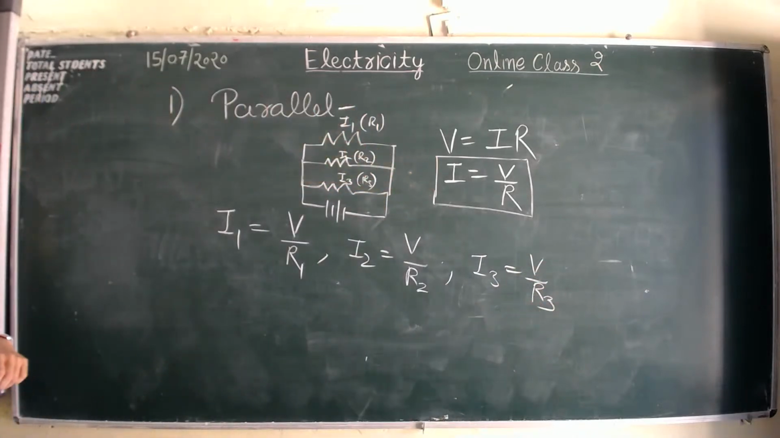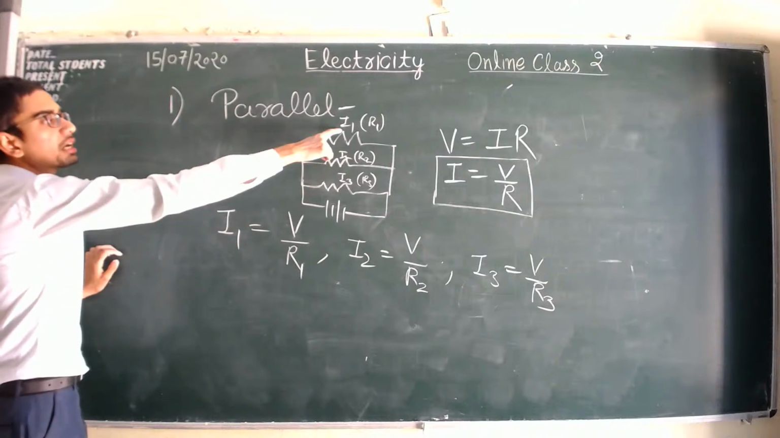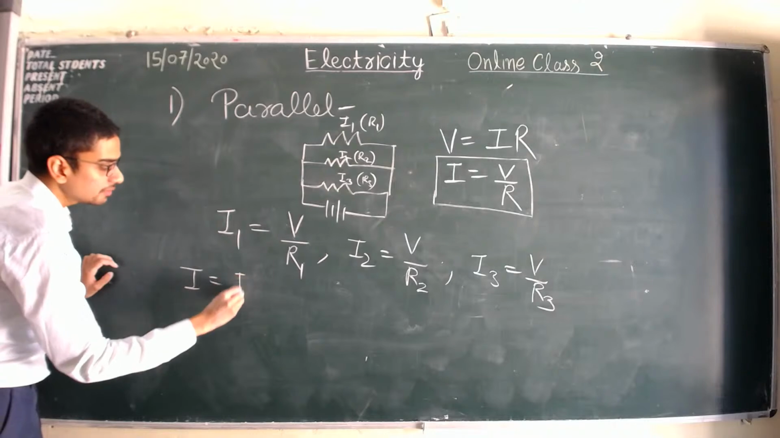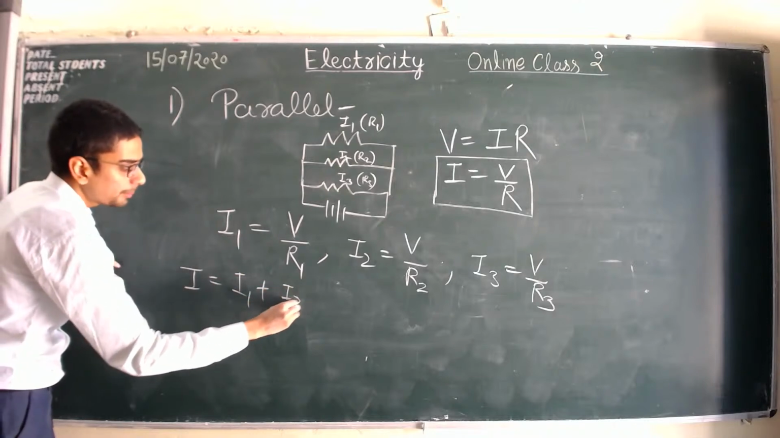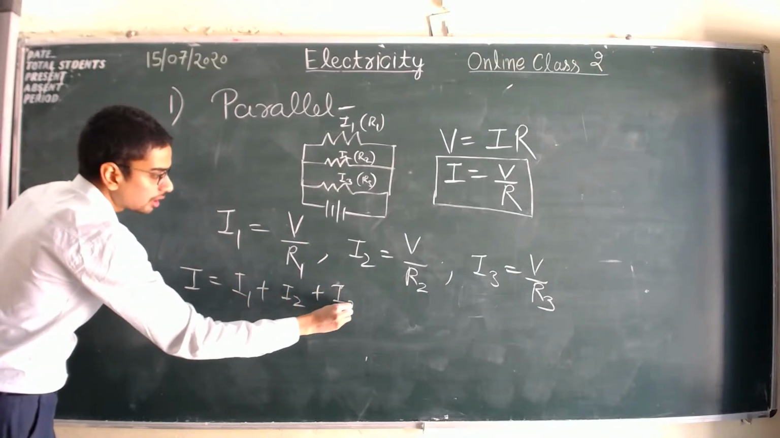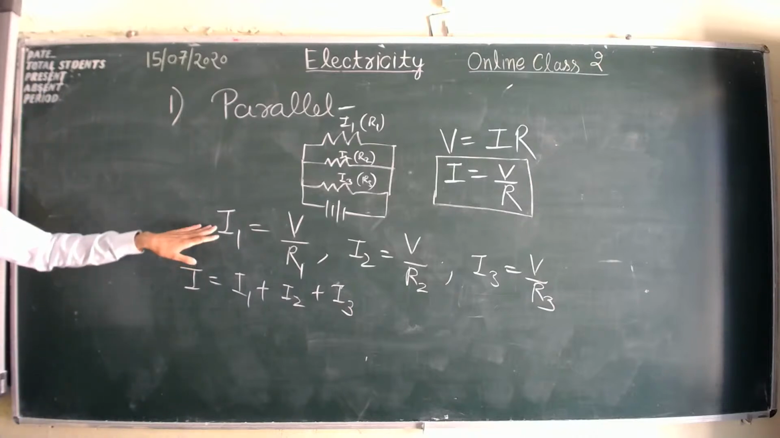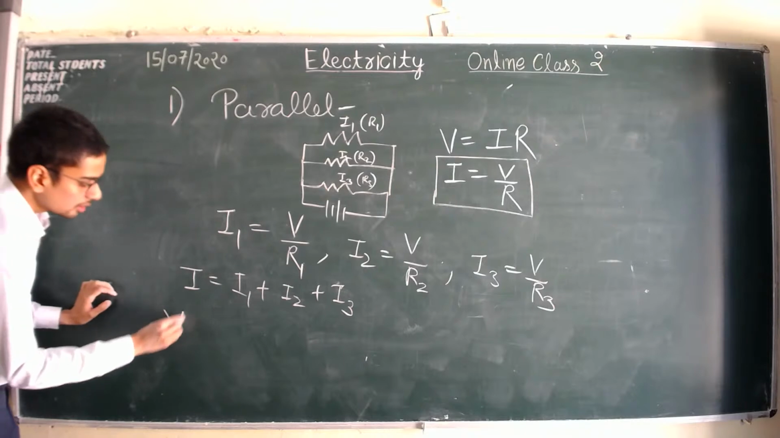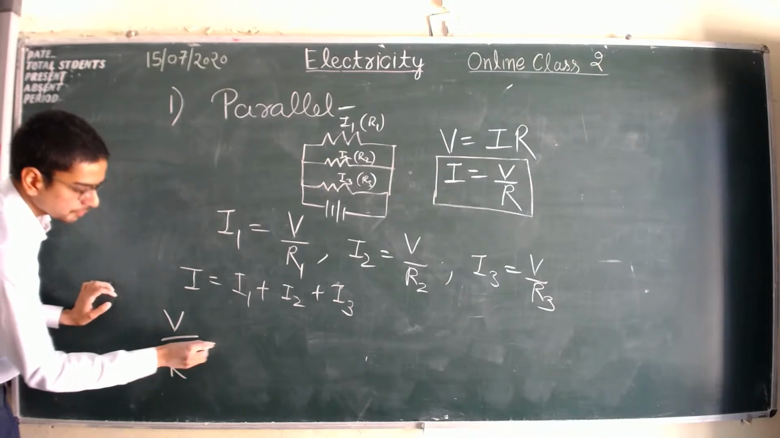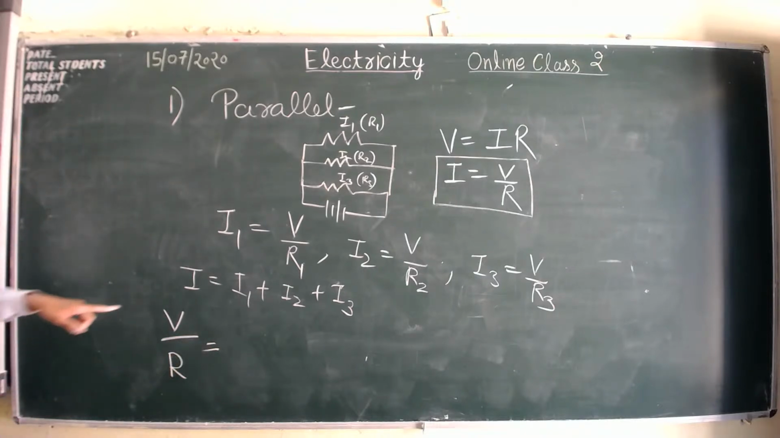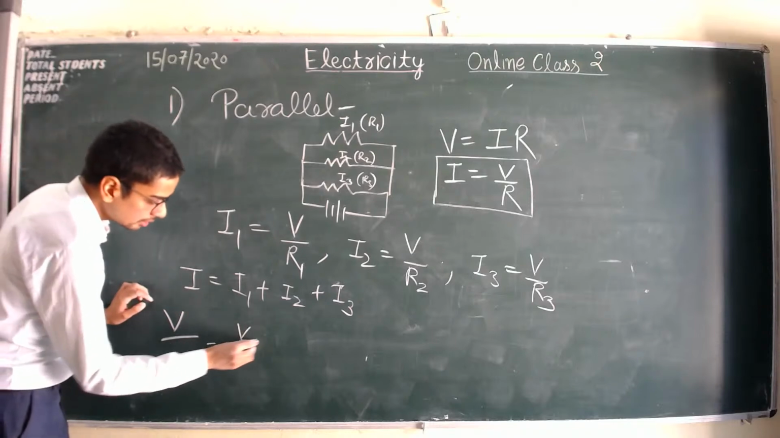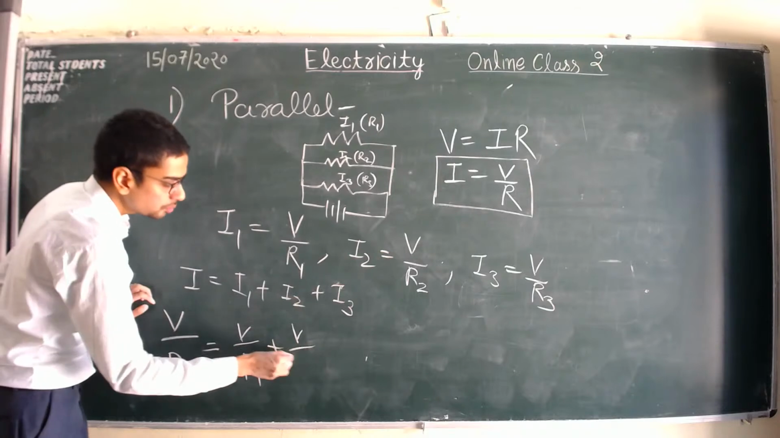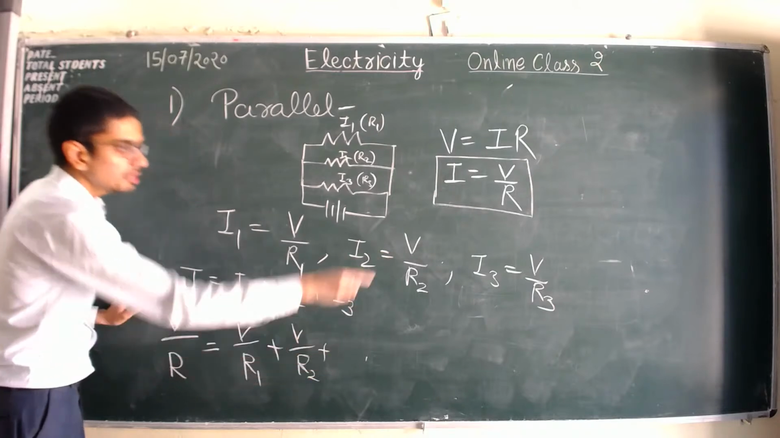Okay. What is the total current? Total current is I1 plus I2 plus I3. So I is equal to I1 plus I2 plus I3. Now you have to put the values of I, V by R. I1 is V by R1, plus I2 is V by R2, plus I3 is V by R3.